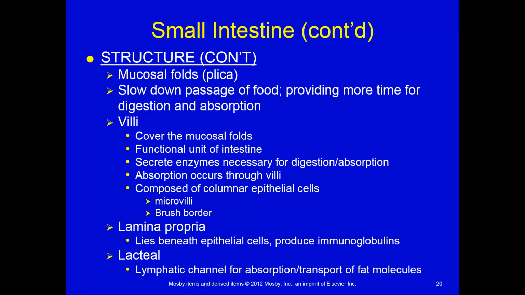Okay, and then the other structure really quickly is the lacteals. This is more of a lymphatic channel that runs in and through all of these mucosal folds that's responsible for absorption and transport of fat molecules.